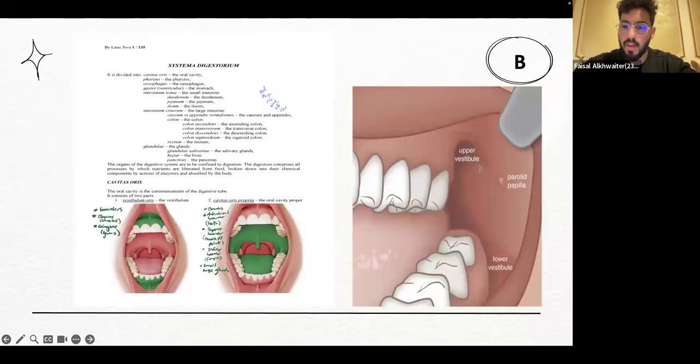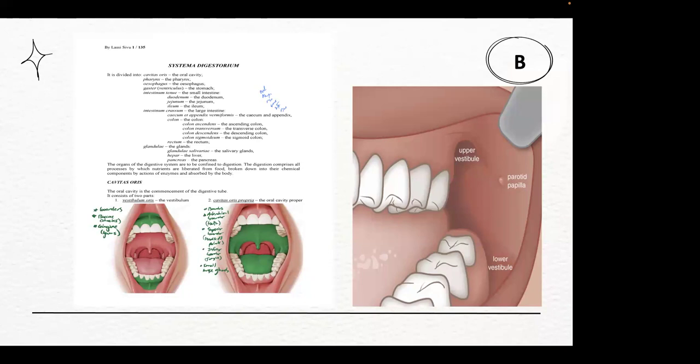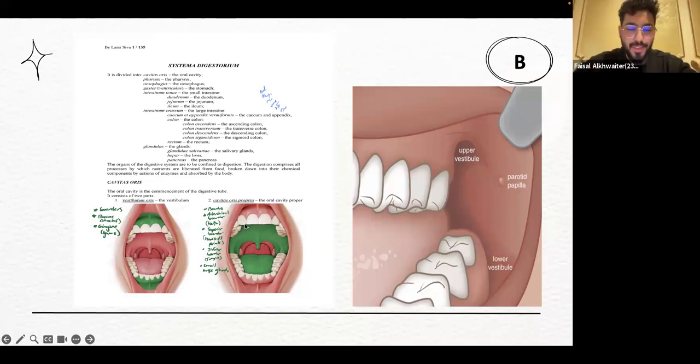You can check this figure. What separates the oral cavity proper and the vestibule are the teeth and the gums. So this is the vestibule. Can you guys see this? The green thing here is the vestibule. And this is the oral cavity proper.